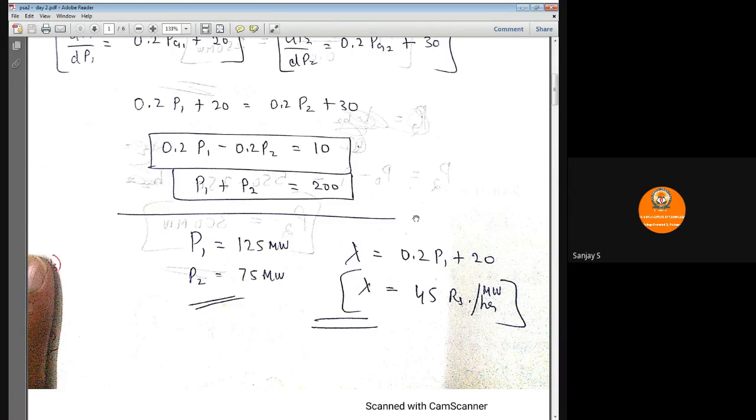Okay, this is how you solve one type of problem on case one. You are given two plants. They'll either give you cost equation or incremental fuel cost equation. You just have to use two equations. One is coordination equation. Second one is power balance. Use them, find the variables P1, P2. Then you have to find lambda.